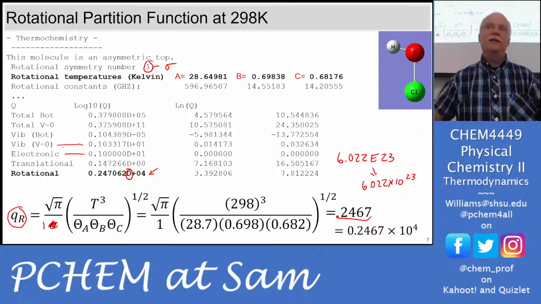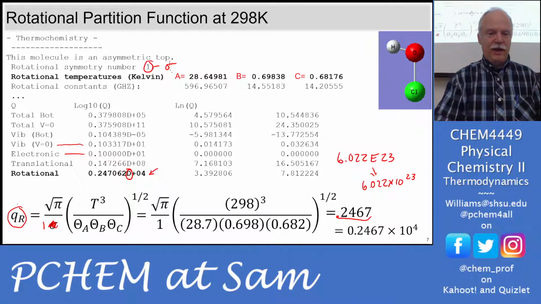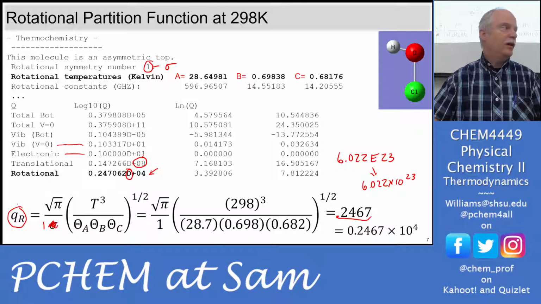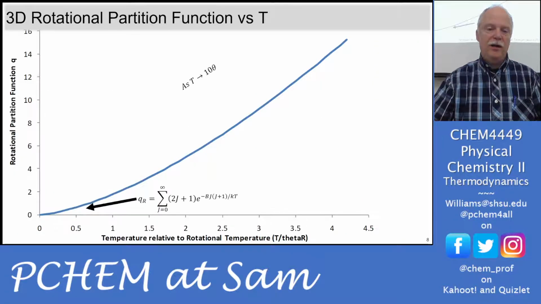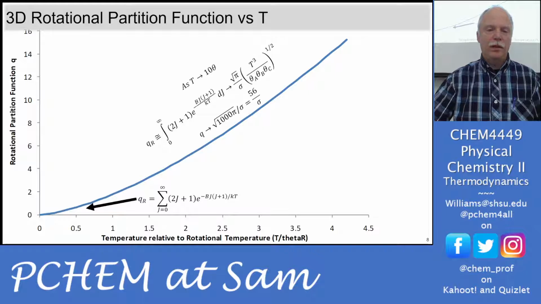We have 2,000 possible rotational states. Translation, we have times 10 to the 8, right? So we have a lot of translational states that we can populate. So here's just a plot of the rotational partition function. Again, it goes up as temperature goes up.